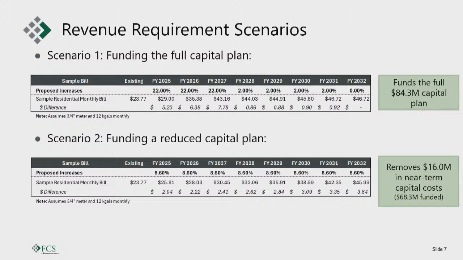Cumulatively, I can tell you in 2032, scenario 1 would be about 96%, and scenario 2 would be about 93%. So they're fairly similar by the time we get to the end of that 8-year time period.